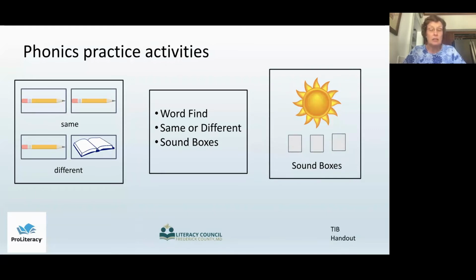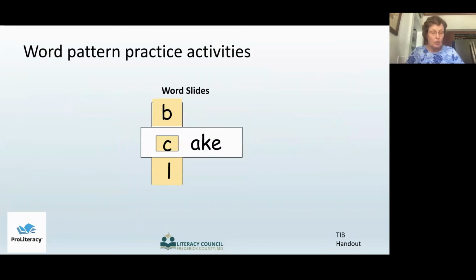The sound box activities you can see here on your right ask the students to fill in the letters to make up each sound in a word that's represented by the picture. This activity can be tricky because the number of sounds may be different from the number of letters. For example, the word tooth has 5 letters, but only 3 sounds: t, oo, th.